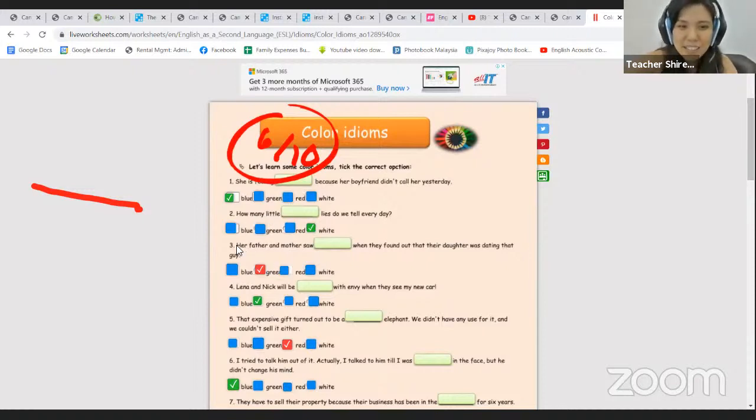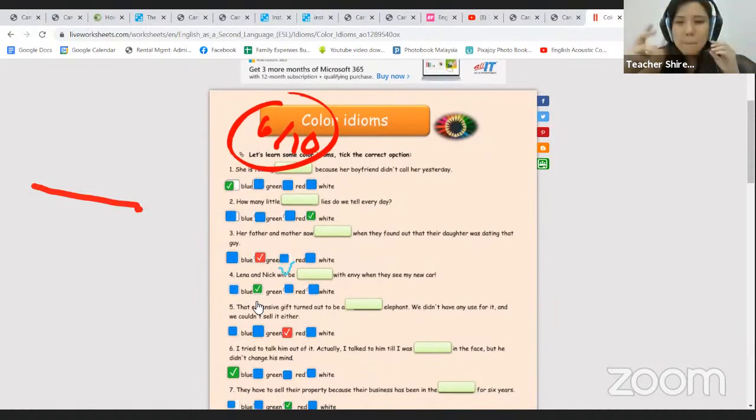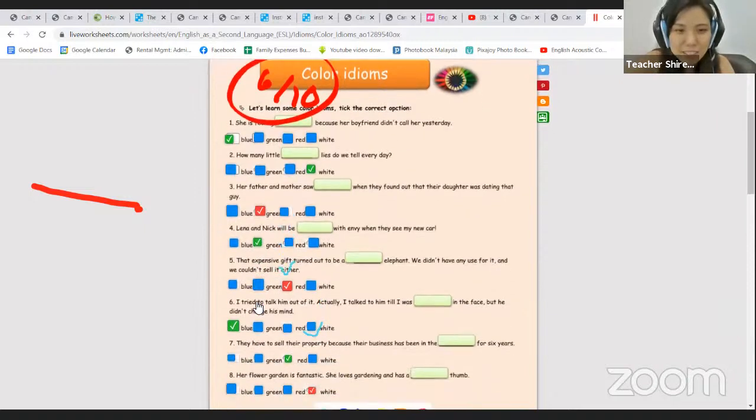All right, so let's just go through. Let's see all the correct ones. The wrong ones, you guys think about it. All right. So number 4, Lena and Nick, when they see my new car, will be in green. It's like very shocked. It's like, will be in green until they are like, 面青口唇白. Understand Cantonese or not? Okay, so this is what it means. Okay, next.